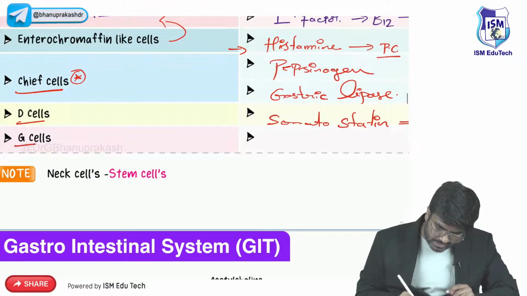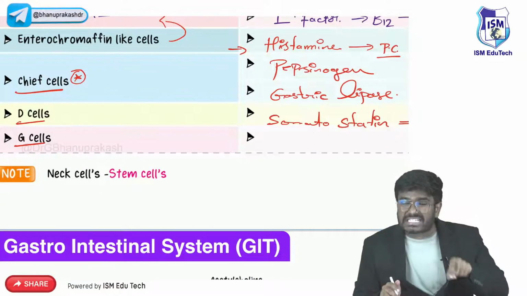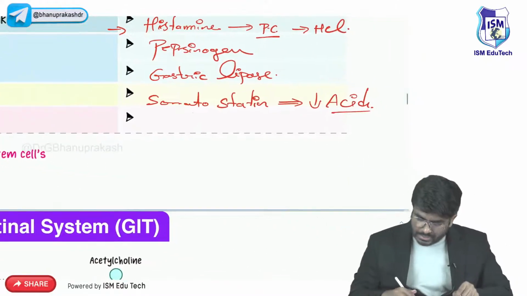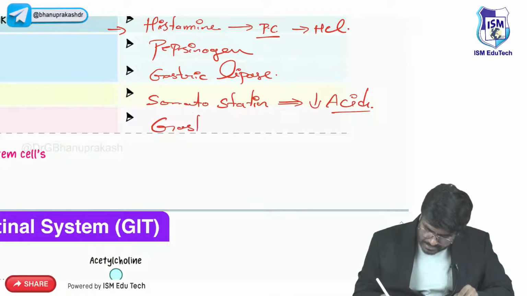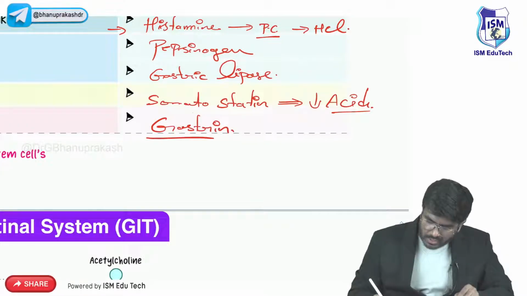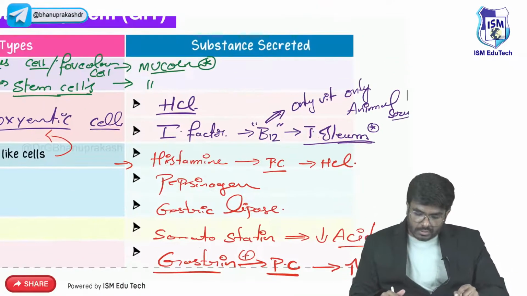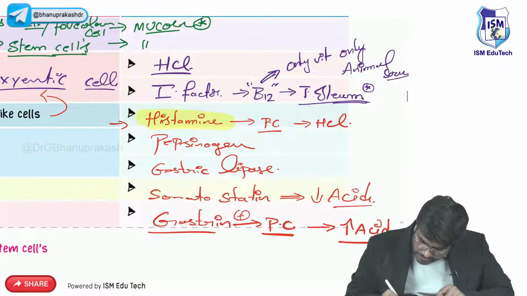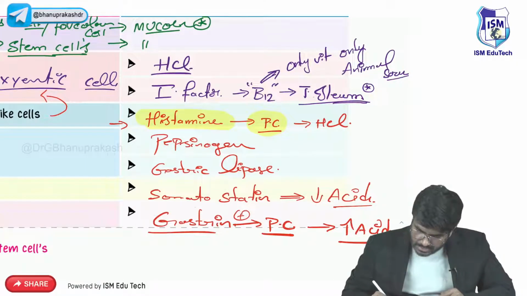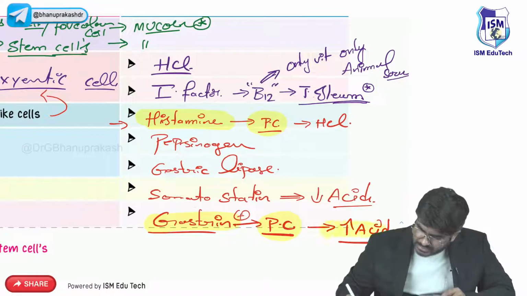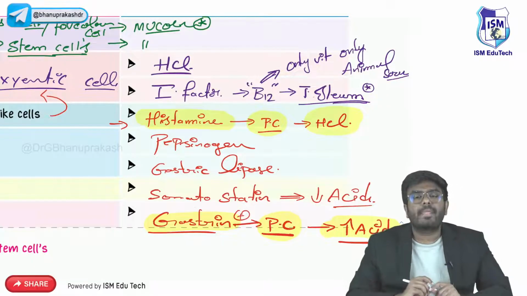Okay. And last one, G cells. G cells in the gastric gland produce gastrin. So what will this gastrin do? Gastrin will act on the parietal cells, so parietal cells will produce the acid. Okay, understood. So now I am highlighting this. Histamine acts on the parietal cells. Gastrin acts on the parietal cells, helps in the production of acid.